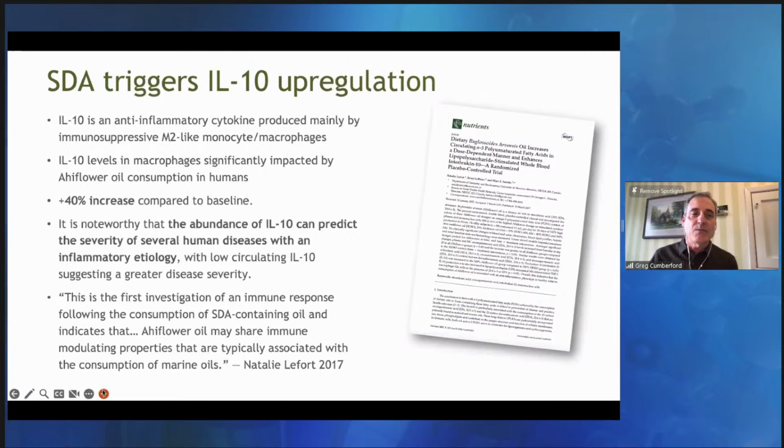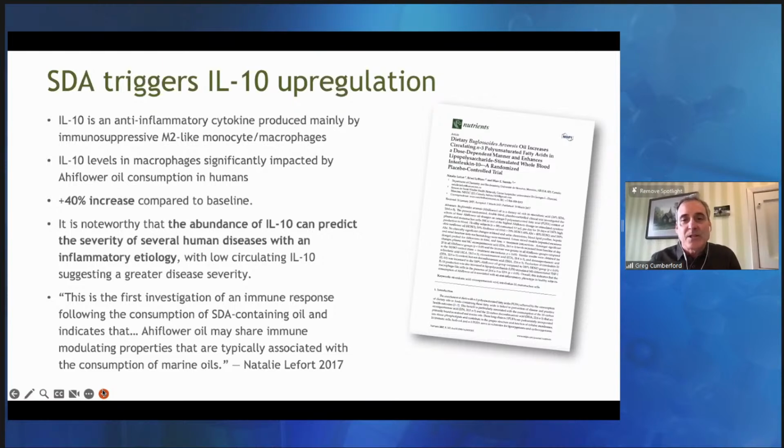One thing that's more newly discovered, which was done in a human clinical trial carried out in Canada through the University of Moncton and Professor Marc Surette and Nathalie Lafort and their team, was the discovery that SDA is actually triggering an interleukin-10 upregulation effect. Interleukin-10 is the sort of anti-inflammatory cytokine that our bodies naturally produce during immune challenges. Its levels in macrophages can be significantly impacted by a rich stearidonic acid source like ahiflower.